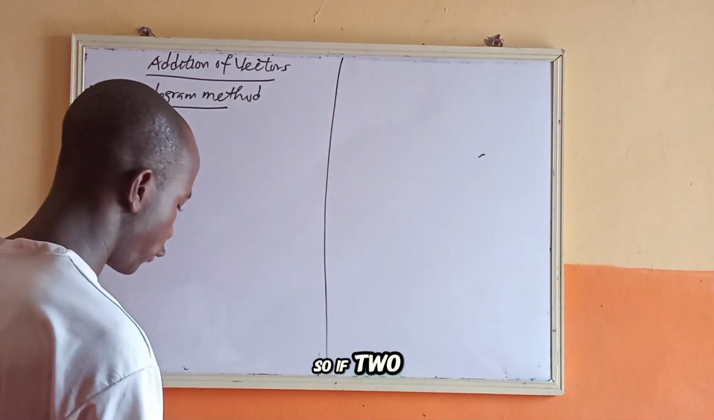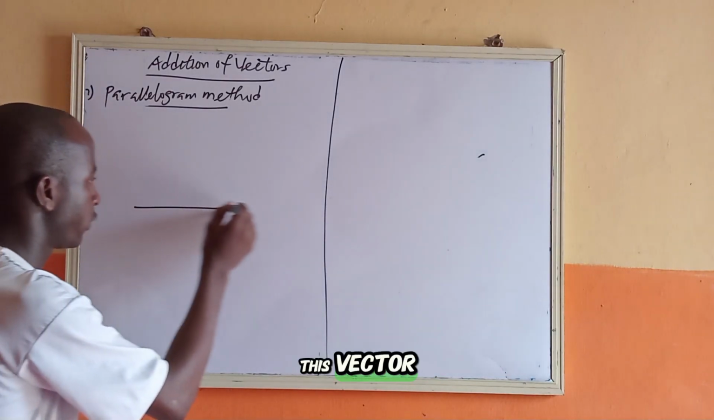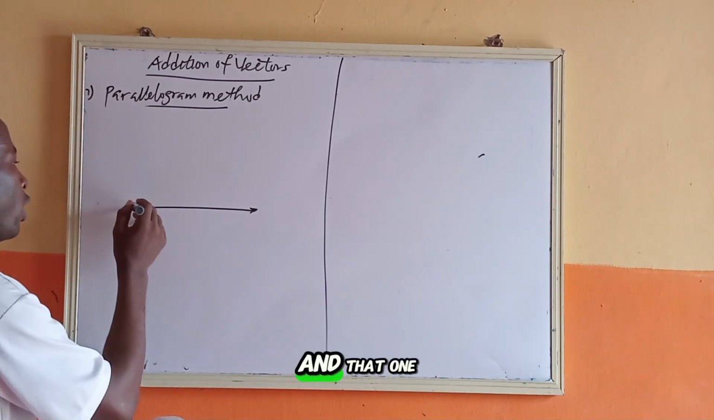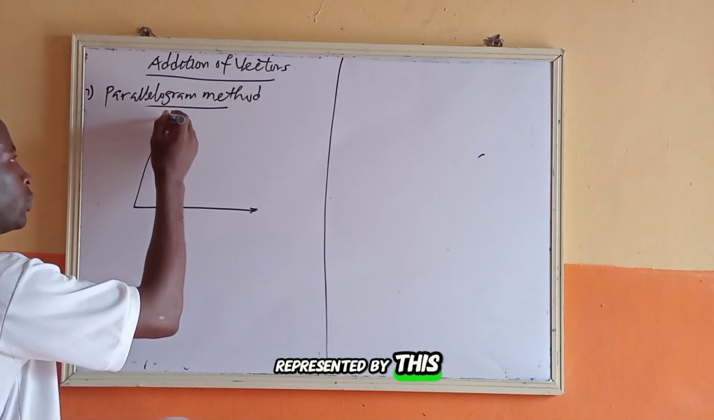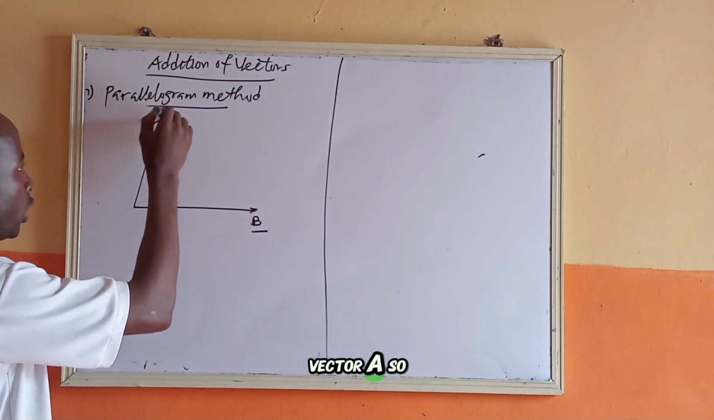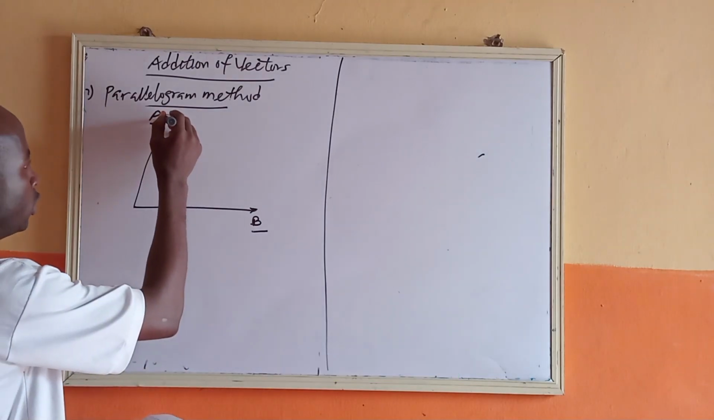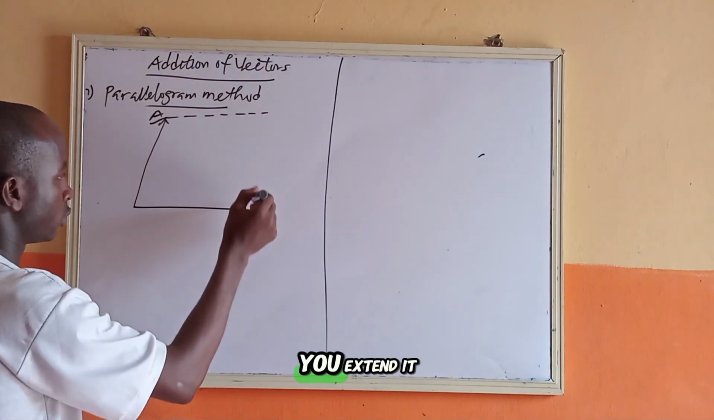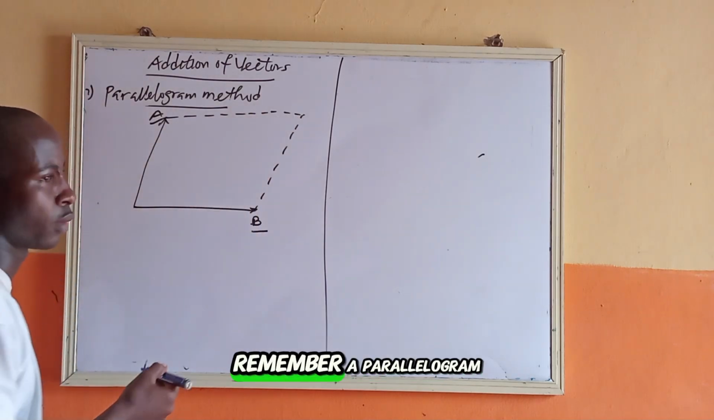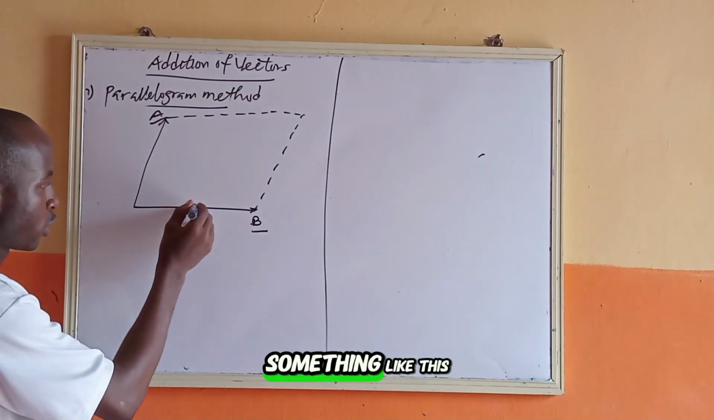So if two vectors are represented by two adjacent sides, this vector represented by this, another one represented by this. These are vector B and vector A. So if you want to turn this to a parallelogram, extension will come in. You extend it to form a parallelogram. Remember, in a parallelogram, the two opposite sides are what? Parallel. Something like this.